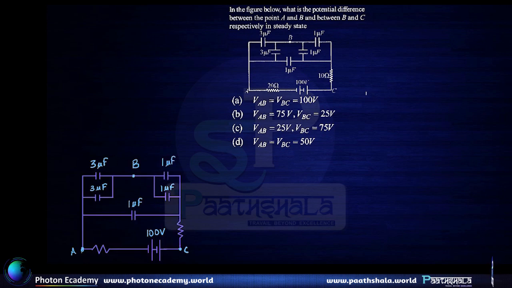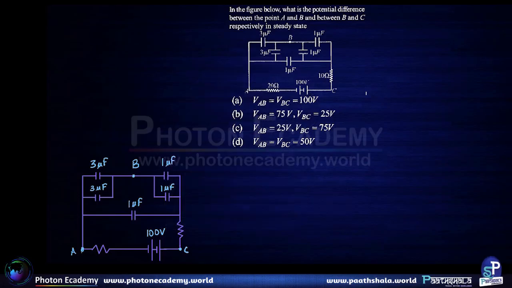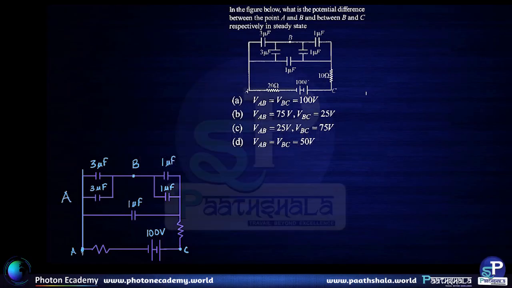Now, what are the potential differences between A and B and between B and C? As I said, there is no current flowing through the system, so the resistors can be ignored, which means this entire line on the left side has the same potential as point A, and this entire line on the right side has the same potential as C, and the potential difference between them is 100 volts as provided by the battery.